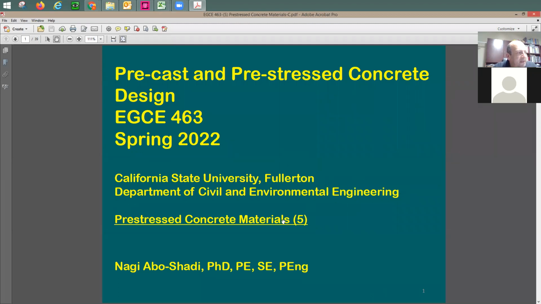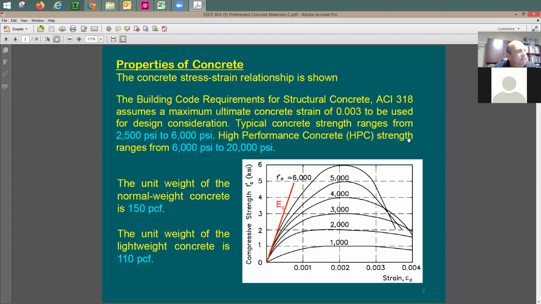All right. So the materials here are going to be concrete as a material, and then the strands or wires or rebars. Sometimes we have these bars. You can call them also rebars that we use for pre-stressing, like Dywidag bars, for example. First, we're going to be talking about the concrete.